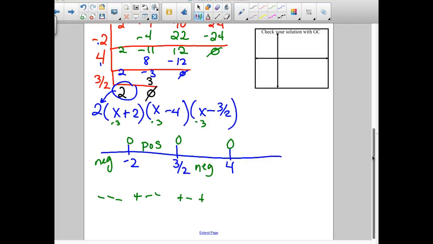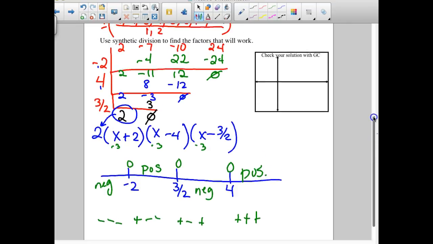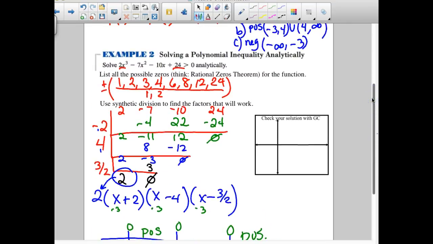And then something bigger than 4. All right, we'll test 5. Putting a 5 in, first one is positive, positive, positive. So multiplying 3 positives gives us a positive answer. Yes? Now, I want you to think about the original polynomial that we were given.